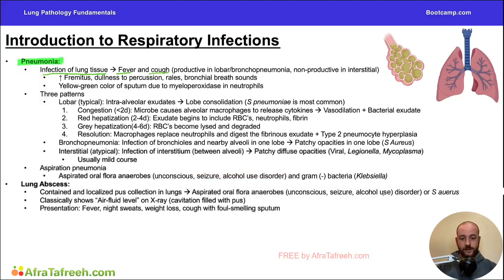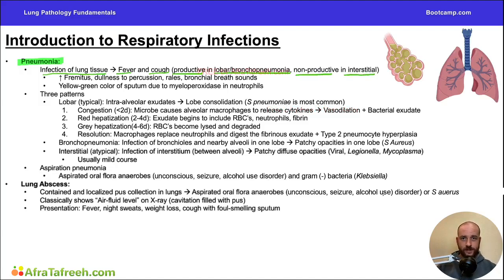If the cough has mucus, then we call it a productive cough, which is usually seen in the lobar and bronchopneumonias, which we'll talk about in just a minute. And if there's no mucus, then we call that a non-productive cough, and that's seen in interstitial pneumonia, which we're going to talk about in just a minute as well.